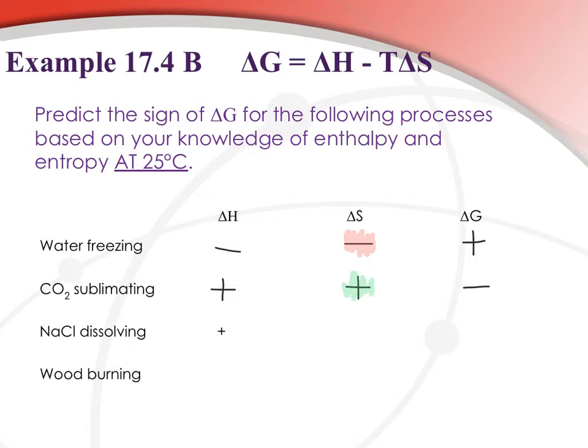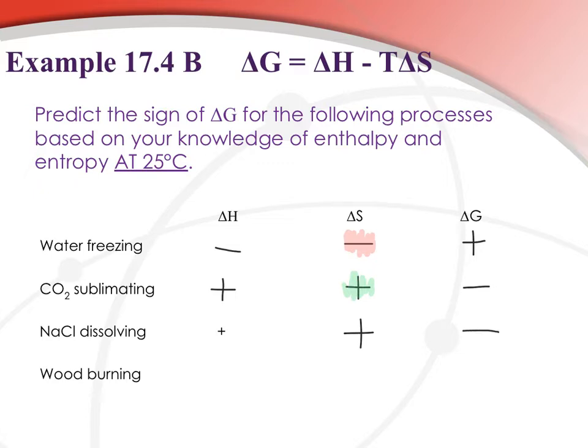Okay, sodium chloride dissolving. This one we would have to look up. It actually has a positive delta H. It's slightly endothermic, but the entropy is also huge because you've got solid particles going into aqueous particles. And we know that that happens at 25 degrees. Salt dissolves in water. So delta G must be negative there.